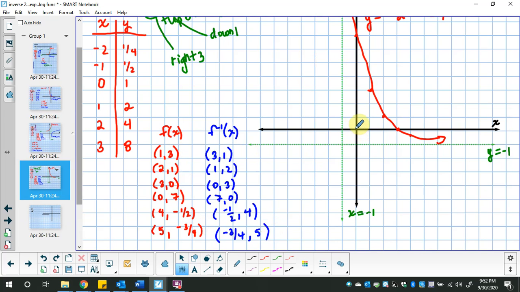So let's see me do this job. Counting. 1, 2, 3, 1. 1, 1, 2. 0, 1, 2, 3. 1, 2, 3, 4, 5, 6, 7, 0. Negative a half, 1, 2, 3, 4. Hey, this is working out nicely, as it should. And negative 3/4, 5. And then my job is to try to draw those in a smooth curve. Nothing straight about this.